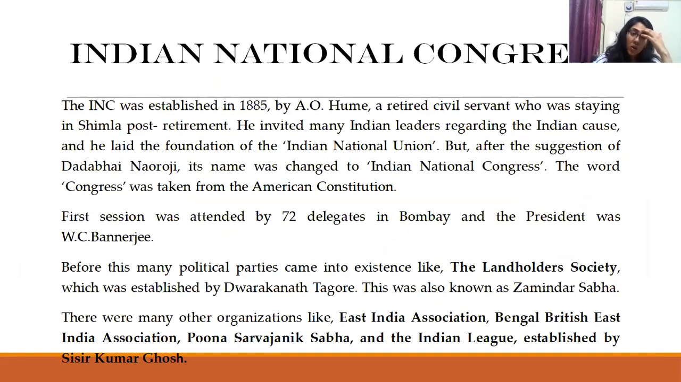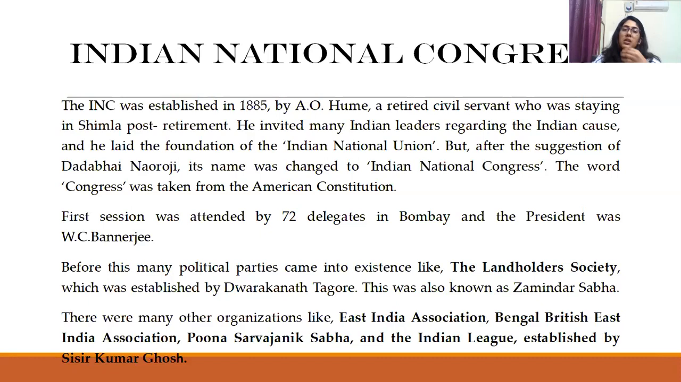Now, Indian National Congress. The Indian National Congress was established in 1885, and the first person to establish it was A.O. Hume. Who was A.O. Hume? A.O. Hume was a retired civil servant who was staying in Shimla post-retirement. Here he invited many Indian leaders regarding the Indian cause, and he laid down a foundation called Indian National Union. But after the suggestion of Dadabhai Naoroji, its name changed to Indian National Congress.